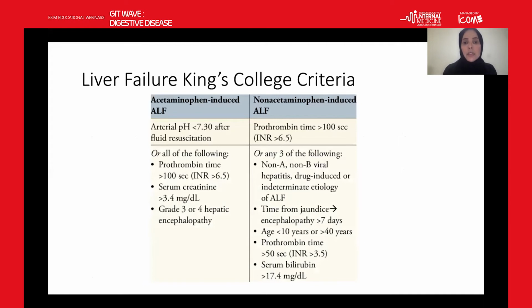Liver failure: King's College criteria. This is one of the modalities that you can use. If you are not sure what you are dealing with, you could use the King's College criteria to help you evaluate whether this patient needs an immediate liver transplant or not.